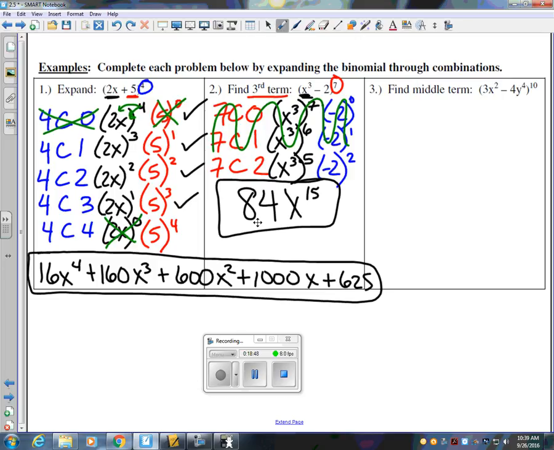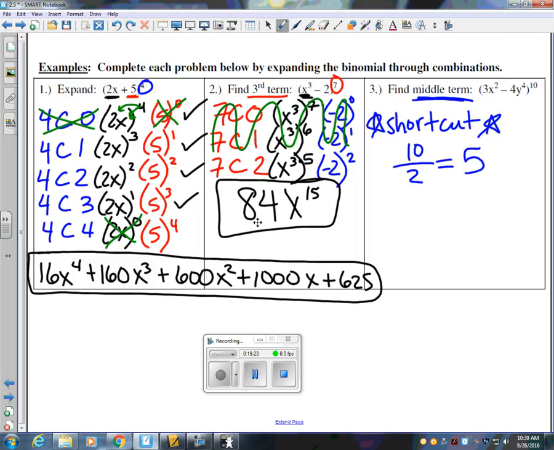Okay, last one. Find the middle term. For the middle term, there is a shortcut. It has to say the words find middle term to use the shortcut. How do you know I'm getting there. All right, here's your shortcut. You still start with the exponent. You always start with the exponent. So you take 10 and you divide it by 2 because to get the middle of something, you divide it by 2. So what's 10 divided by 2? 5.